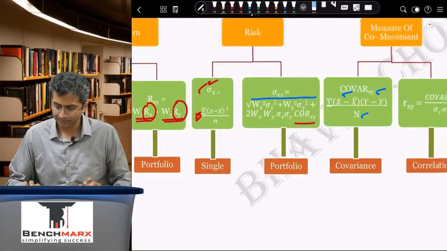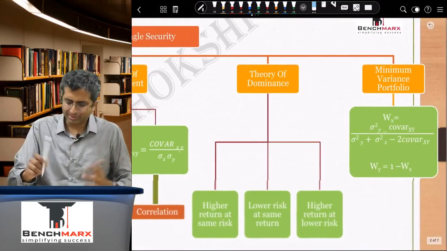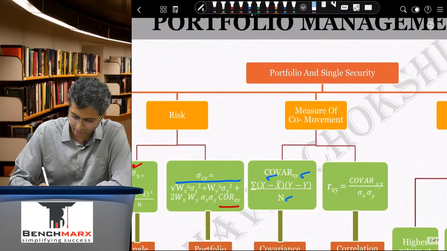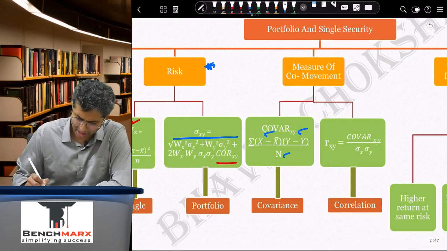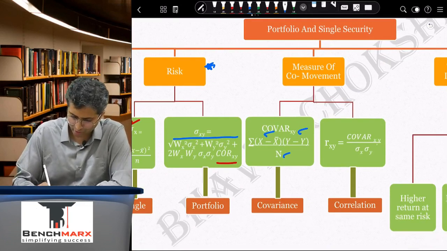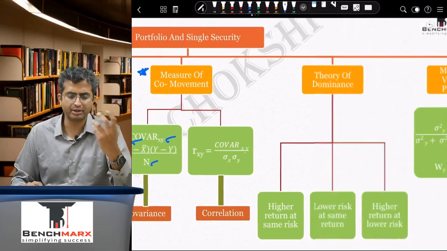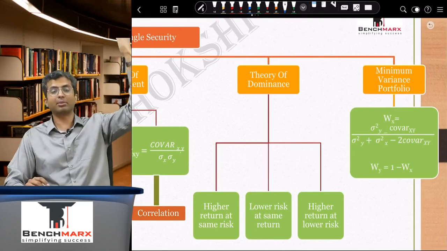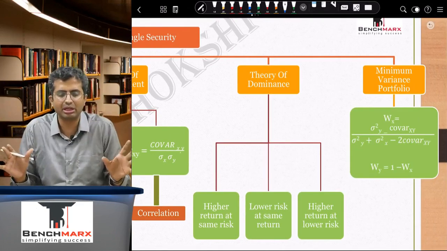Then, I would rate this as important from an exam standpoint, the calculation for portfolio risk, and obviously that also involves the measures of co-movement. Now there is the theory of dominance, not really important. Hearing the name, theory, dominance, it sounds big, but it is not really important.